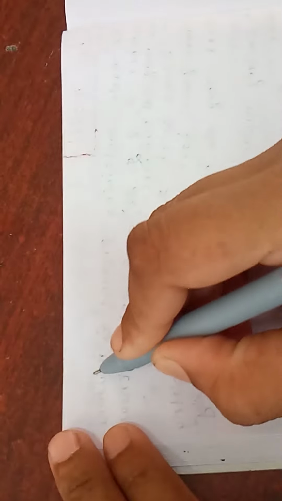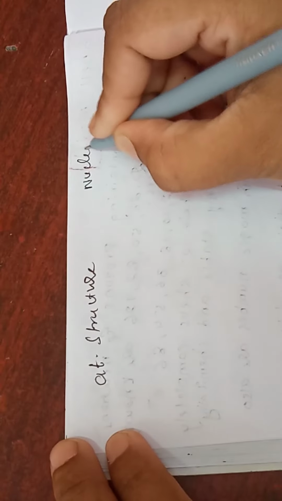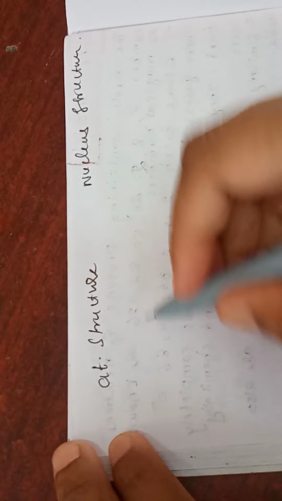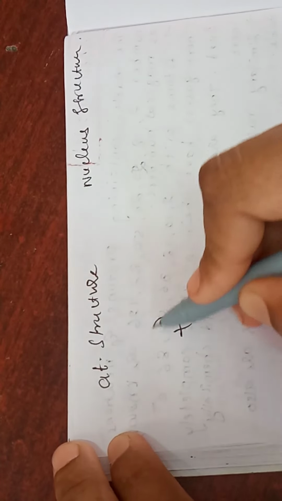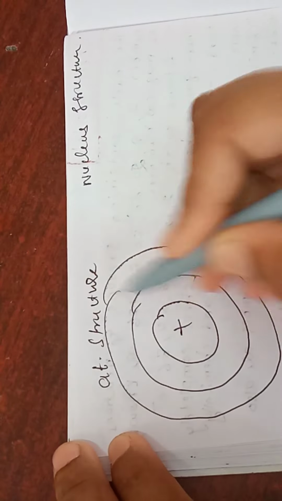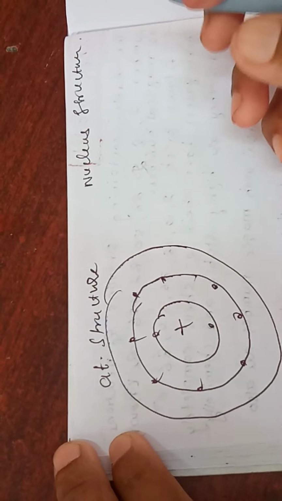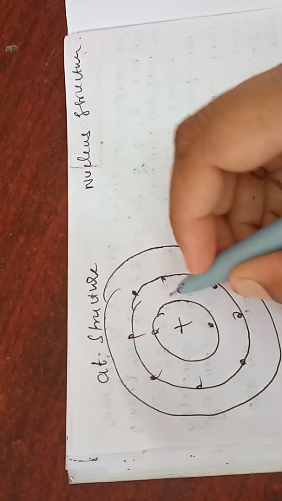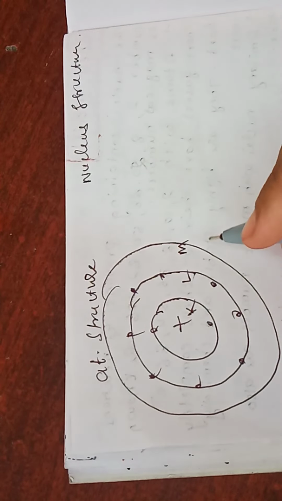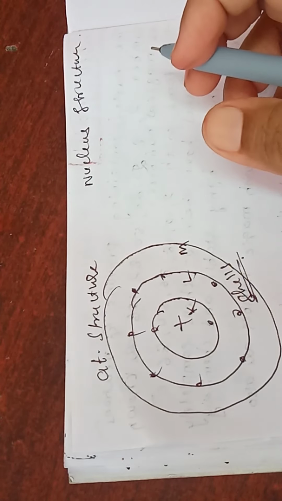the atomic structure and nucleus structure. How will the atomic structure be? In between, the nucleus will be there. Orbits are there. In these orbits only, electrons will revolve. Okay. These orbits are named K, L, M, and so on, shells.